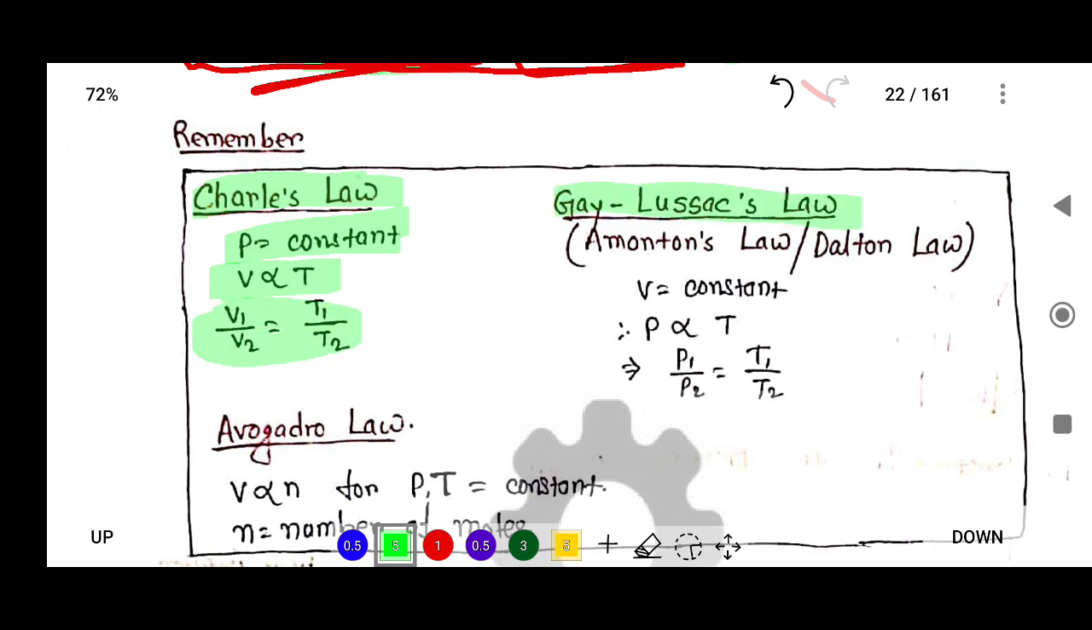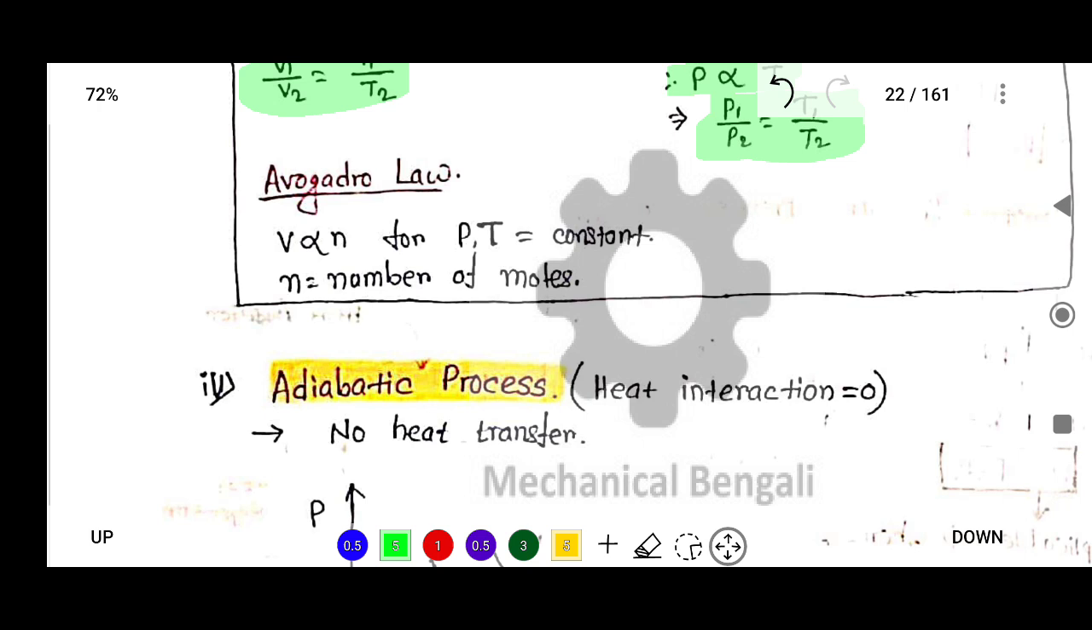Now, Gay-Lussac's law, or you can say Amontons' law or Dalton's law. It says that if V is constant, P is proportional to T. So from here, P1 by P2 is equal to T1 by T2. Now Avogadro's law says that if P and T are constant, then V is proportional to N when P and T are constant. Here N is the number of moles. Remember these three formulas.